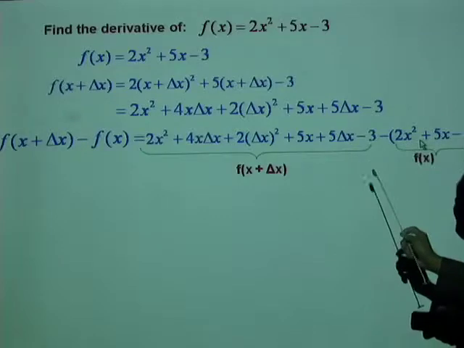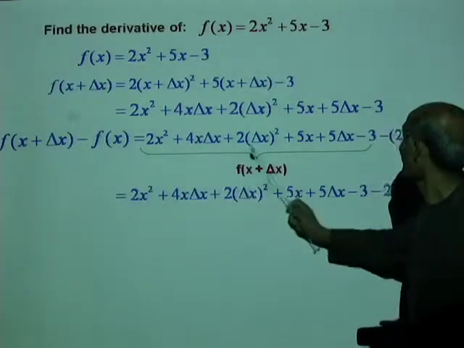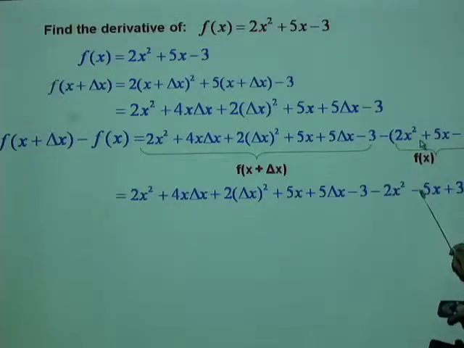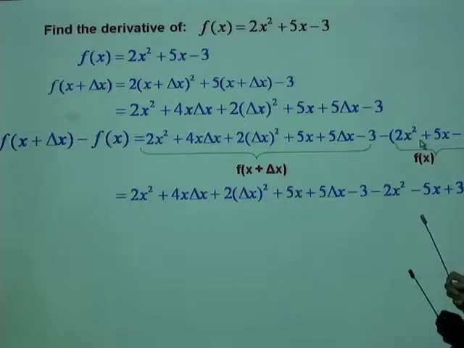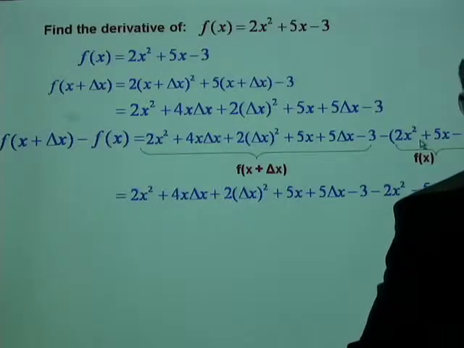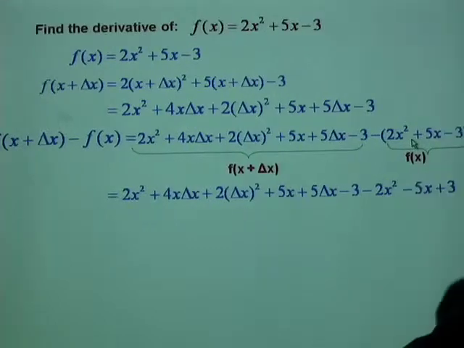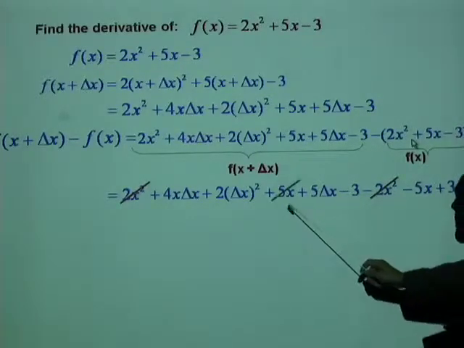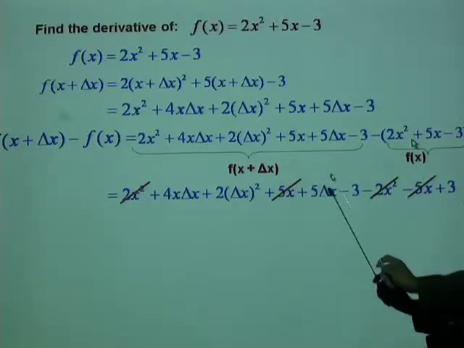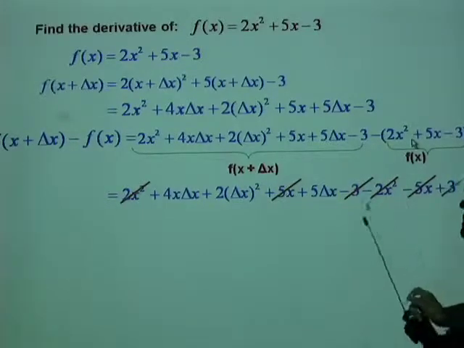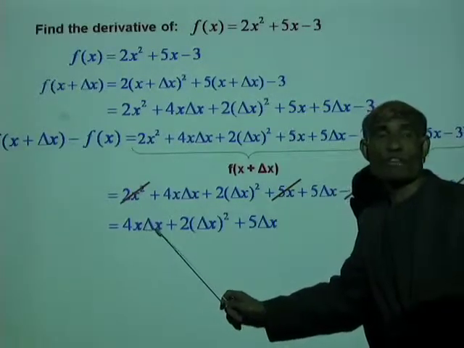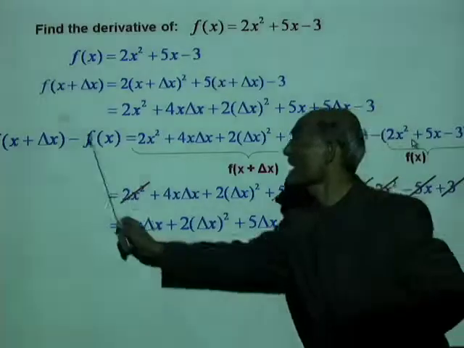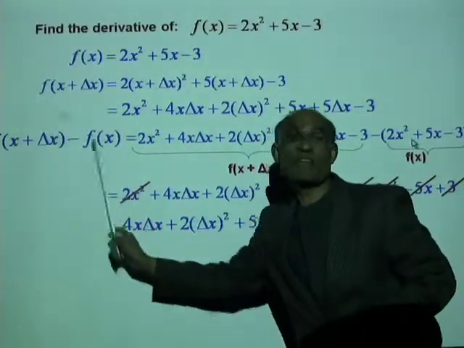And what will happen now? Well, distribute this negative sign. I have distributed that. Minus 2x squared minus 5x plus 3. And now simplify. If you notice, 2x squared minus 2x squared will go. Plus 5x minus 5x will go. Minus 3 plus 3 will go. You are left with 4x delta x plus 2 delta x all squared plus 5 delta x, and this is the change in the function value.